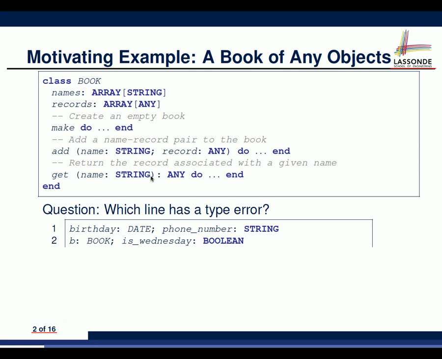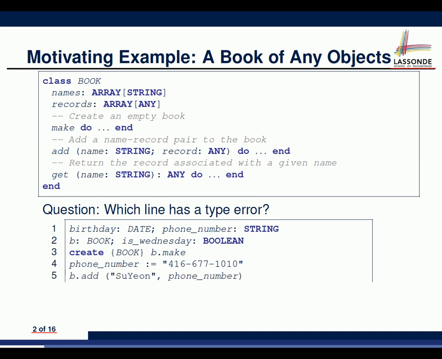Well, this one I can tell is okay, just declaration. So birthday of type date, let's assume we have a date class, and phone number of type string. And then we say b is of type book, and isWednesday is just Boolean. Okay, so far so good. Now we say create book b.make, right? Also fine, because make is a feature in the book class. Now, phone number, this one looks okay, right? Just assign a string value. Now, what about this?